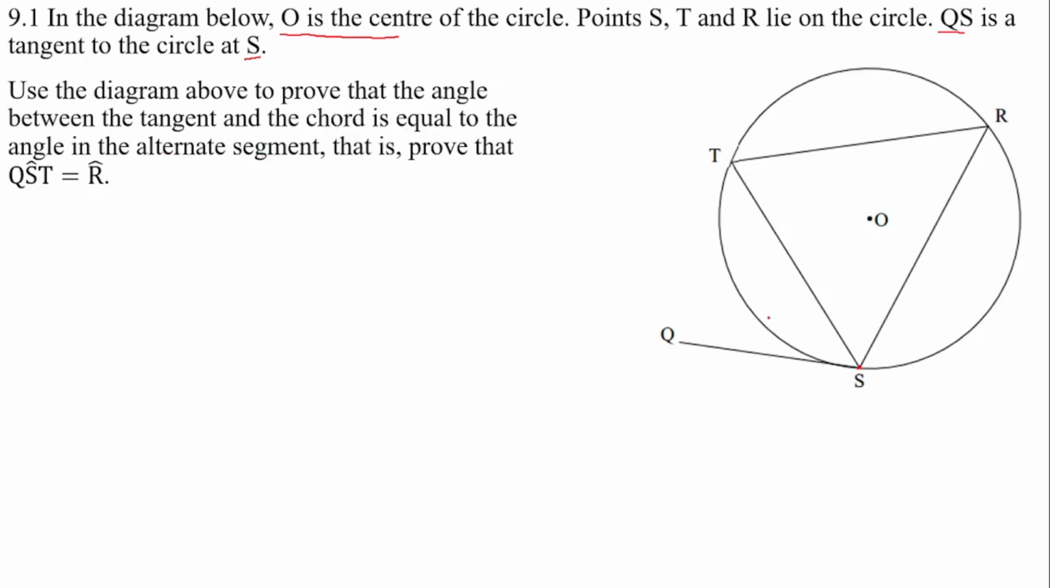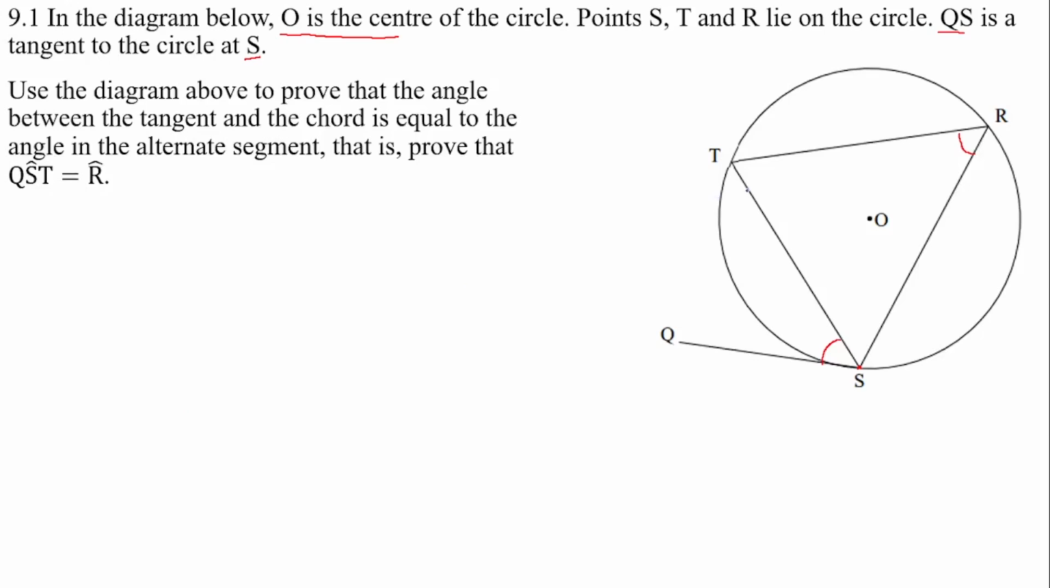Right, this is the angle between the tangent and the chord, which is angle QST, and then this is the angle in the alternate segment, which is angle R. So now we need to prove that these two angles are equal. So we'll use the color red for those two.